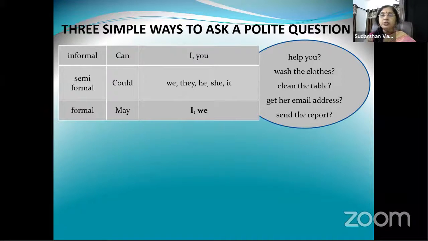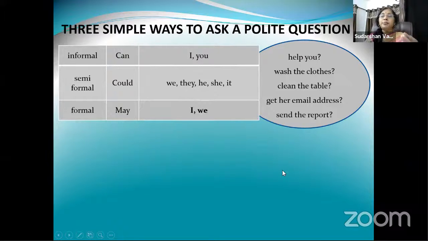మన ఎవరితోటైతే ఇది అడుగుతున్నామో వాళ్ళు, they will determine the sentence we use. Suppose I'm asking my boss, I can't say, can I help you? You have to say, may I help you? If I'm talking to my friend, I can say, can I help you?